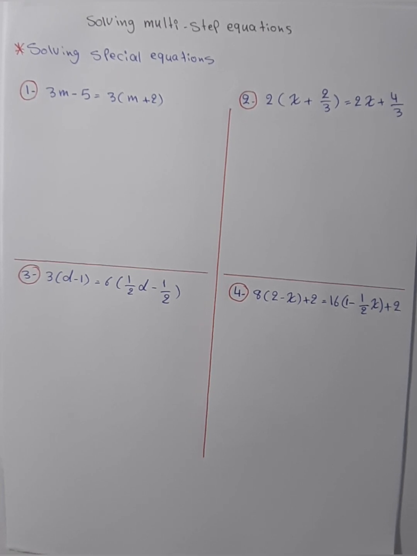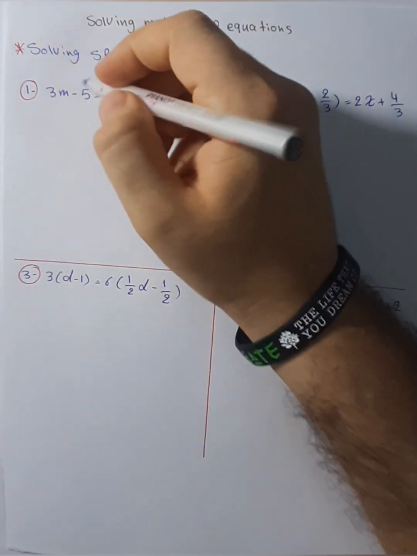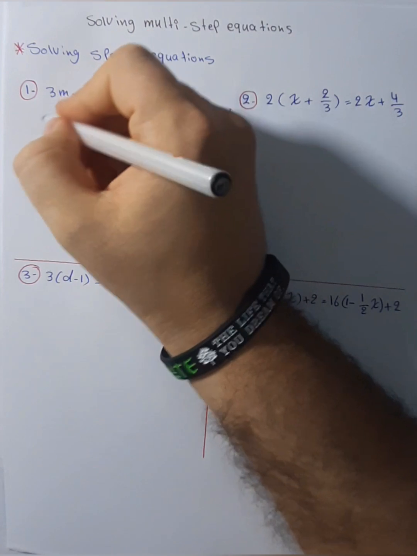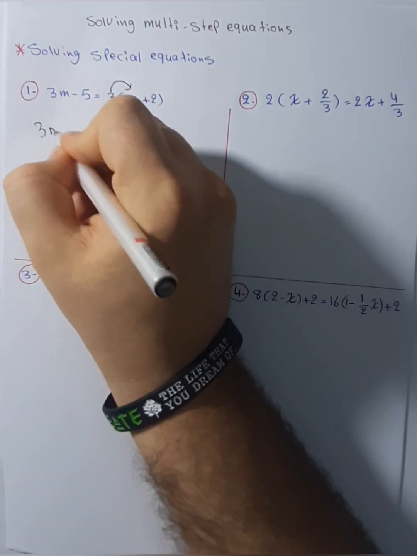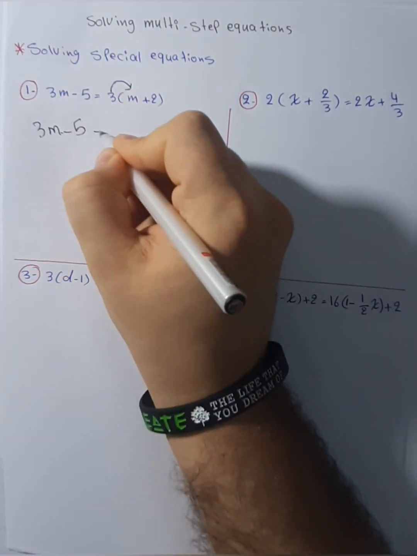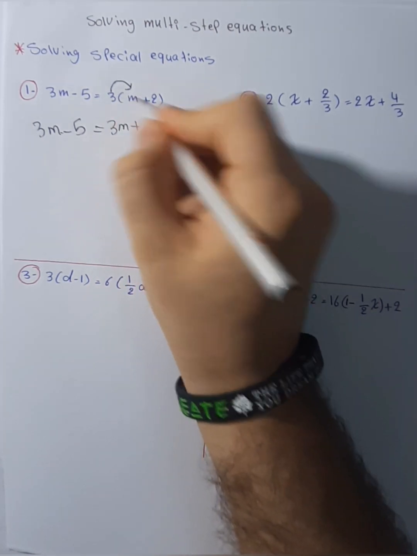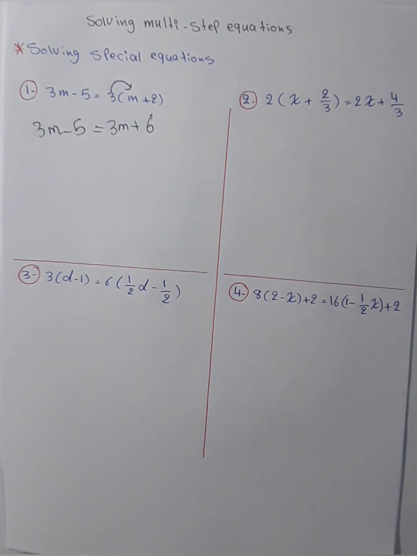After that, we have special equations. How to solve special equations. Example number 1 is a special equation. First step, we can multiply this 3 into the bracket. We have to write 3m minus 5 equals 3 times m, which is 3m, plus 3 times 2 equals 6. After that, we have to subtract both sides by 3m.